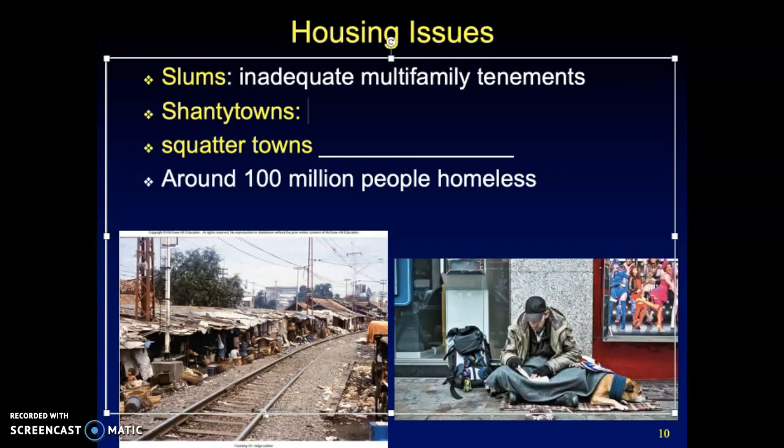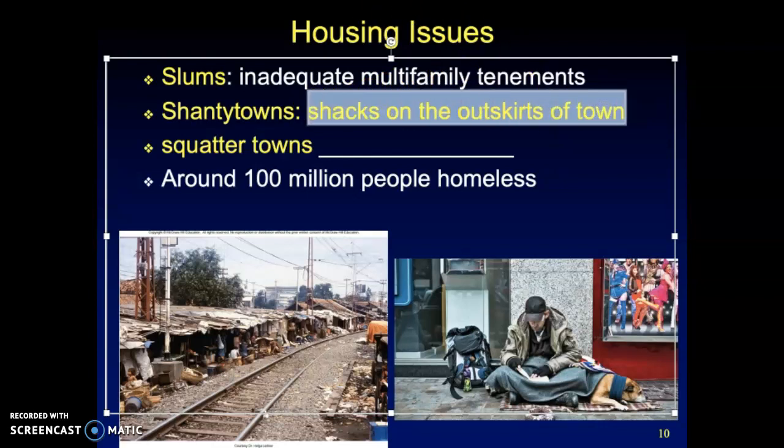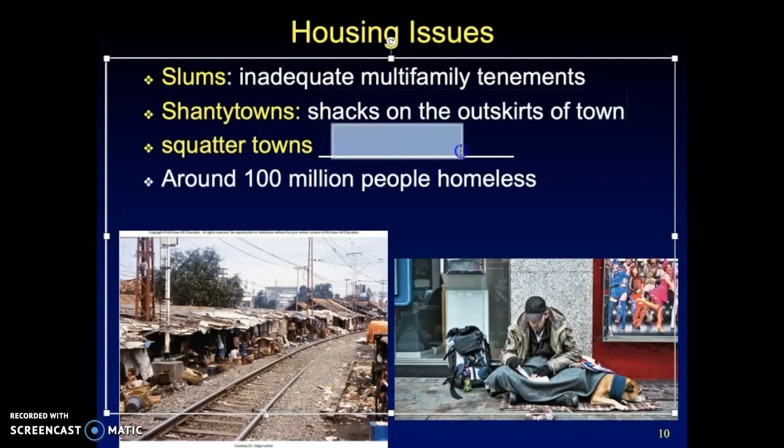Shanty towns pop up when people start setting up shacks on the outskirts of town. They're basically saying, hey, let's just put up a basic building. I've got some wood or tin, some metal that I can push together to form some walls or a roof, and I'm going to build myself a basic little house. And then somebody builds next to you, and next to you. So the picture on the bottom left, that's a shanty town.